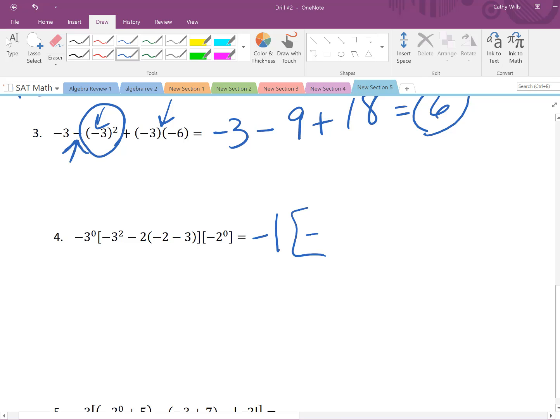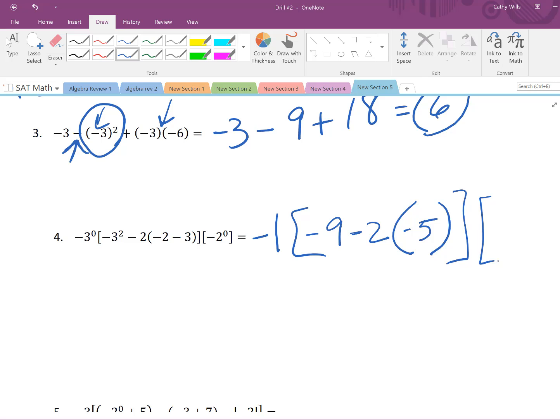3 squared is 9. Then minus 2 times, now you have to do parentheses before you start doing anything else. You could do the distributive property here, but there's no reason to do that because negative 2 minus 3 can be done first and get negative 5. Negative 2 minus 3 is negative 5. Then close the bracket, and then in this bracket, you've got negative 2 to the 0 power. 2 to the 0 is 1, so that's negative 1. The negative just sits there. It's not affected by the exponent.